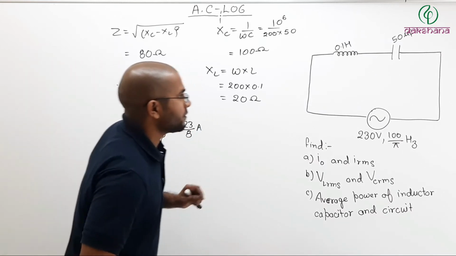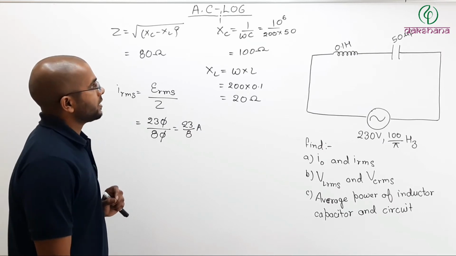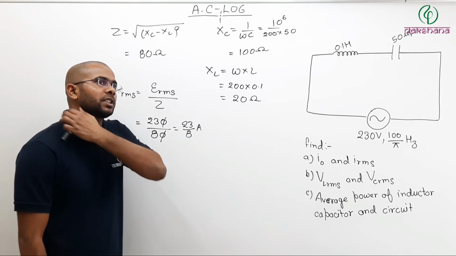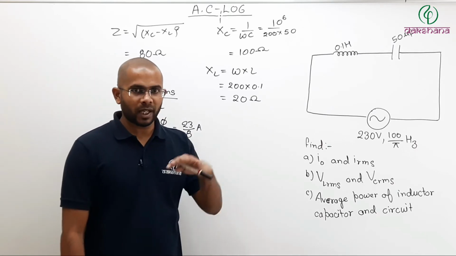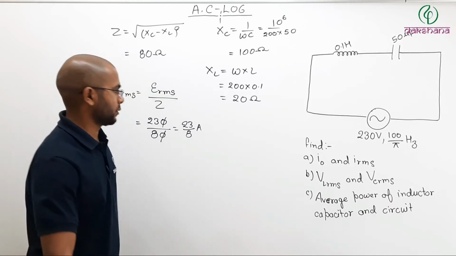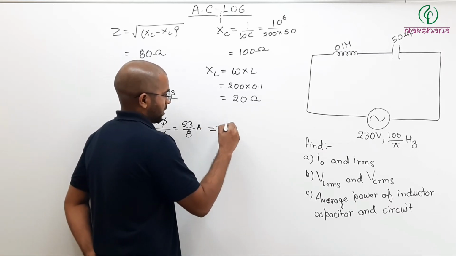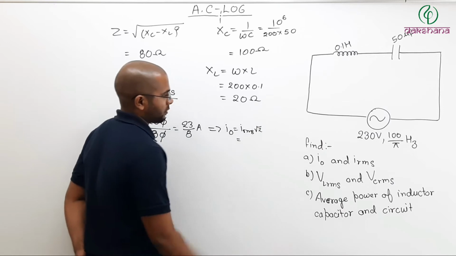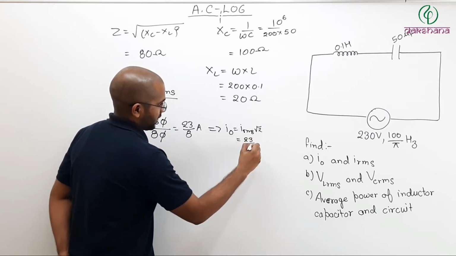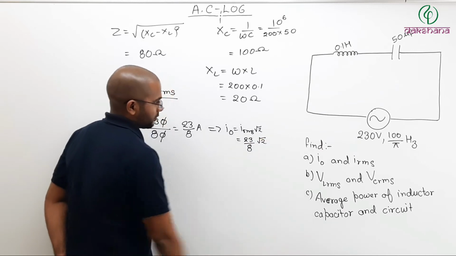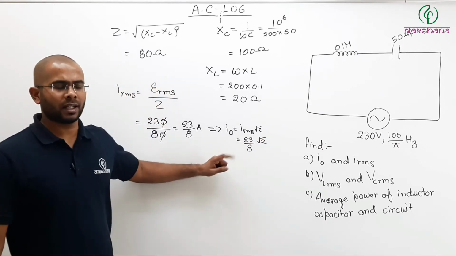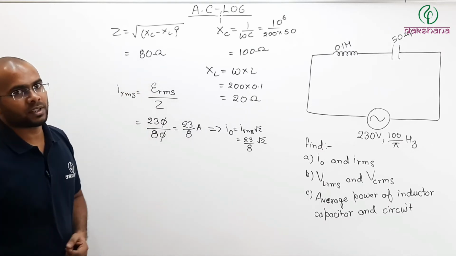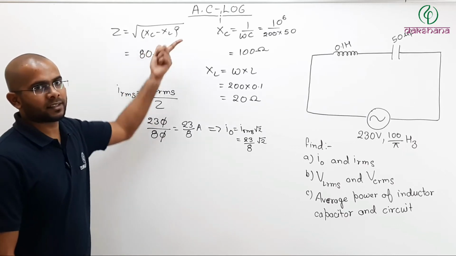Now, if this is the case, let us suppose the second is I naught. IRMS is I naught by root 2, so I naught is IRMS times root 2, which is equal to 23 by 8 times root 2. That is your I naught. This way you can solve for IRMS and I naught. You just need to find the effective resistance, which is the impedance. In this case, there is no actual resistance in the circuit, so it is simply the square root of (XC minus XL) squared.